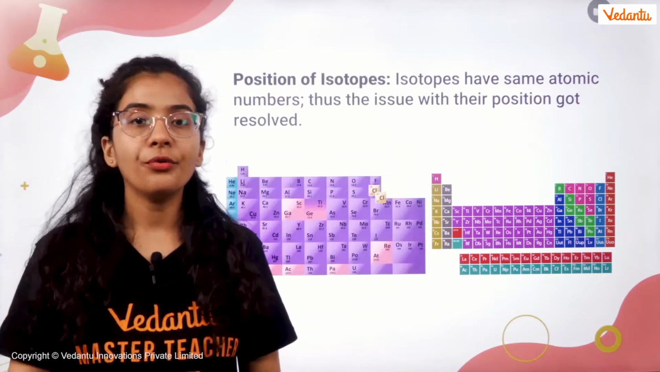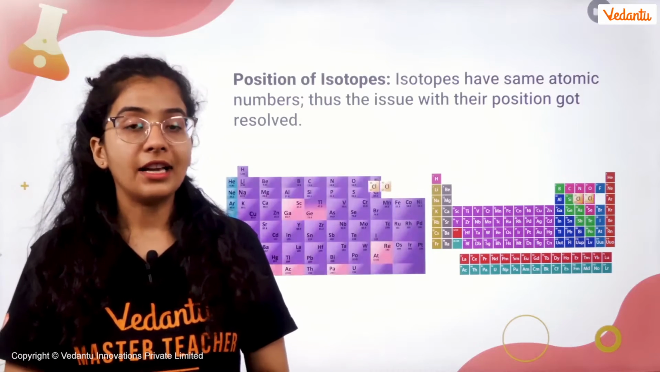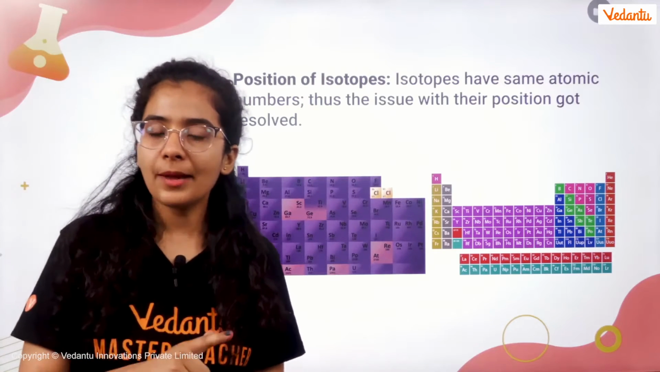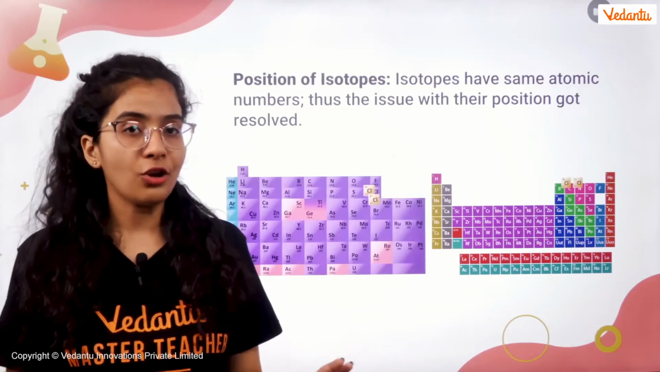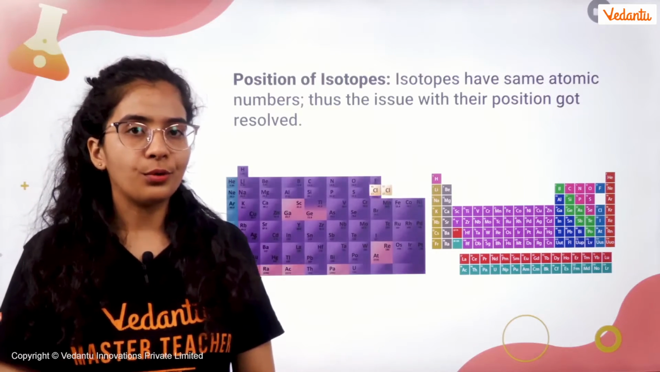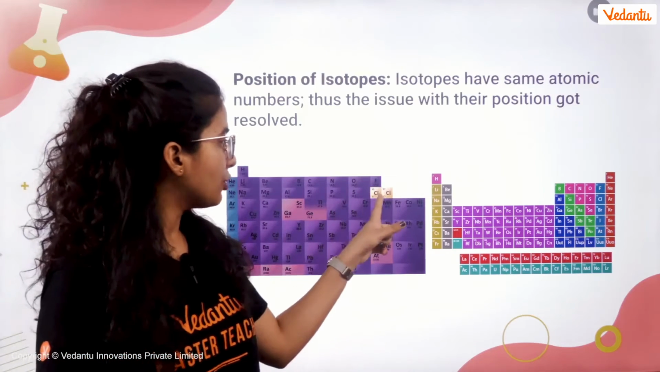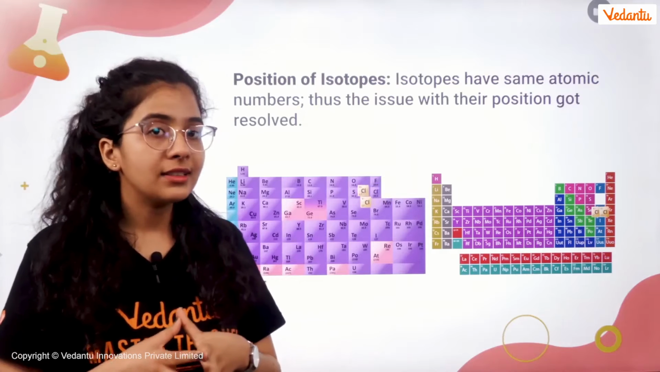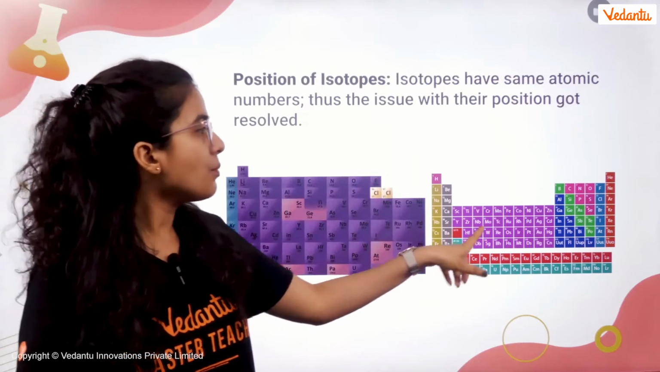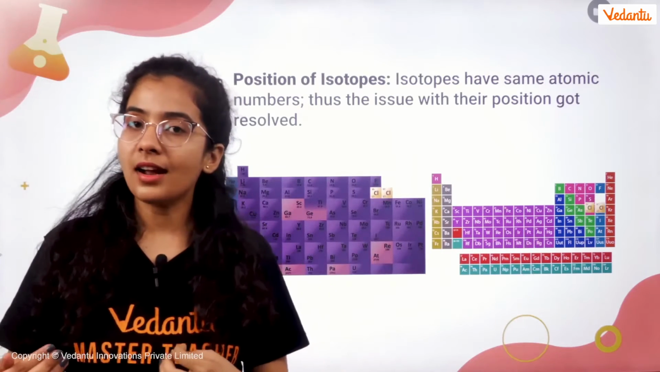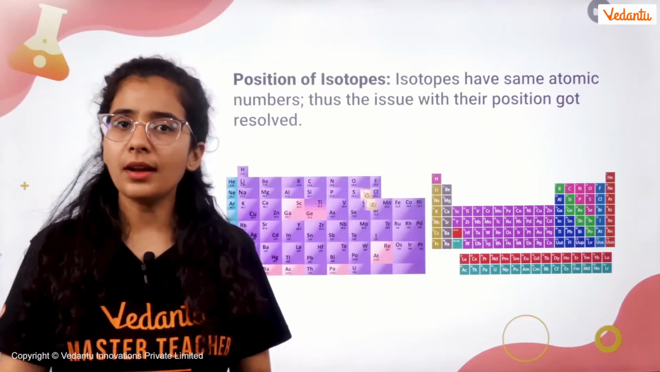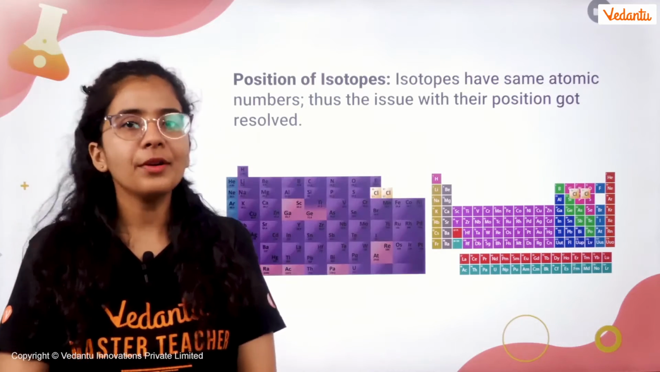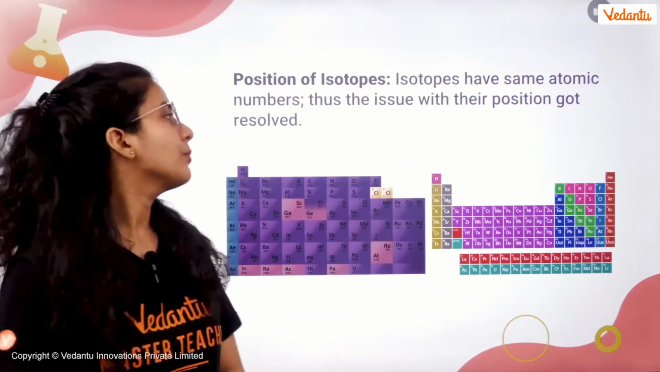elements in the order of increasing atomic masses, and isotopes are the atoms of the same element but with different atomic masses, right? So for example, chlorine has two isotopes, you couldn't keep them together in the same place, no? But here in the modern periodic table, elements are arranged in the order of increasing atomic numbers, and isotopes have the same atomic numbers, right? So this problem got sorted out.